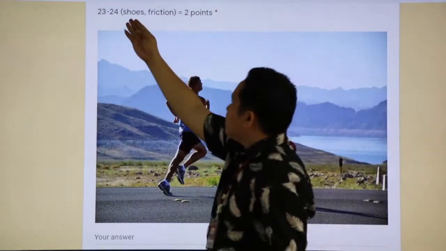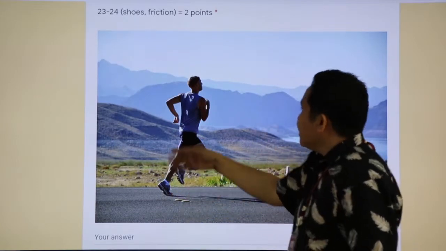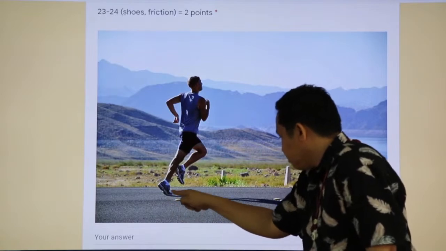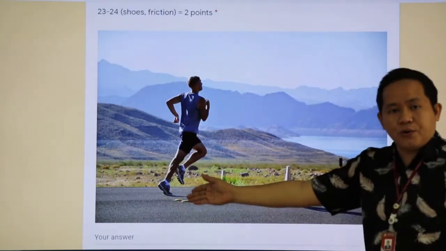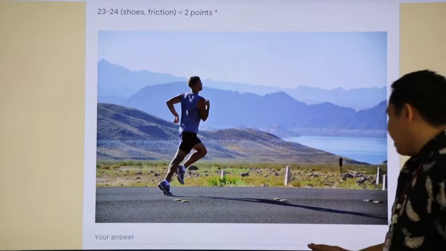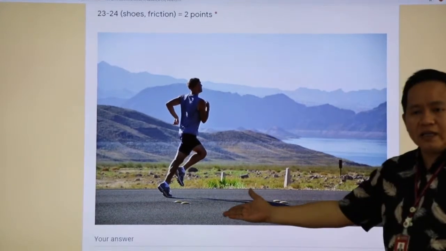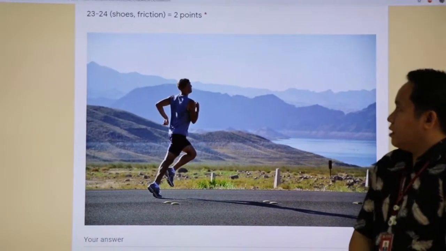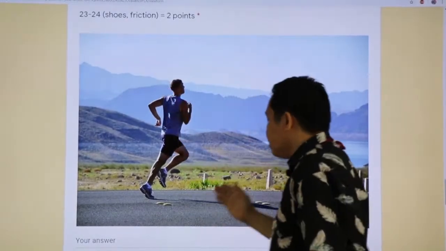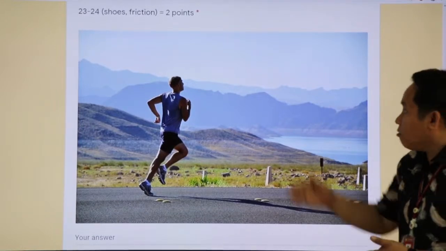Number 23, the word is shoes. This one. And number 24, the word is friction. This is a ground or a road, or you can say a running track, or a mountainside, concrete road, or anything. Number 23, use the word shoes in a sentence. You cannot write the shoes is beautiful. No, the concept should be about the topic.